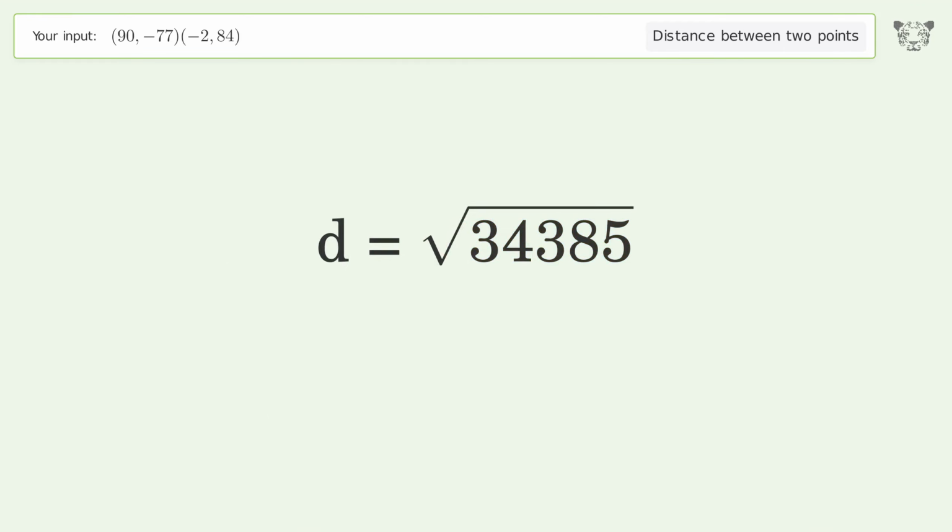And so the distance between the 2 points is the square root of 34,385, or 185.432.